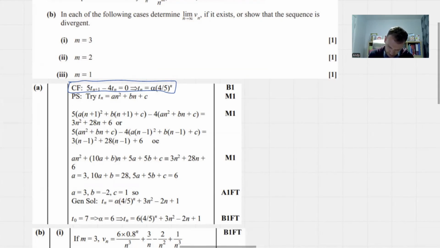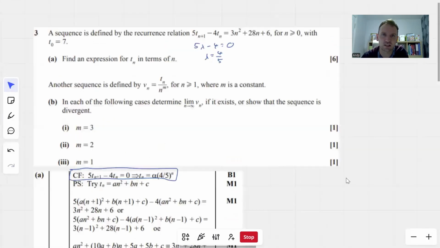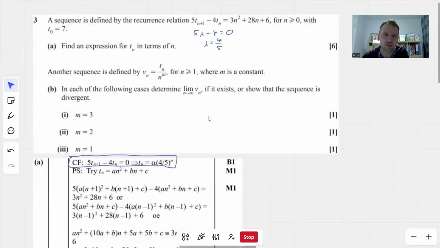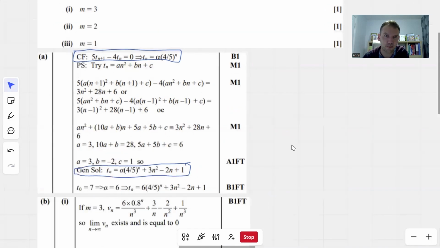But we're not quite done yet because actually we're given one more piece of information in the question. We are told in the question here that t0 equals 7. So you need to sub in n equals 0, t0 equals 7 to get an expression and be able to solve for this constant. And then you get your solution that satisfies your initial condition here.